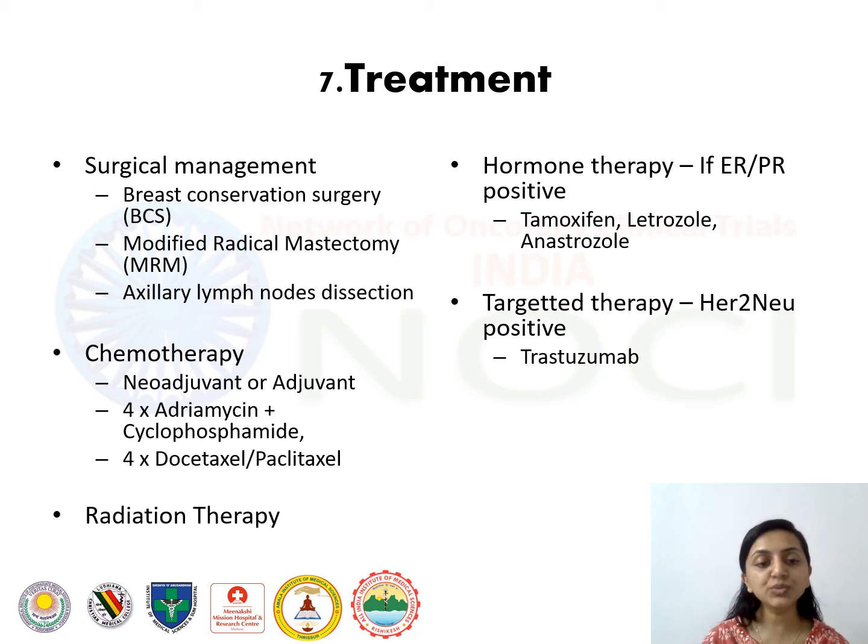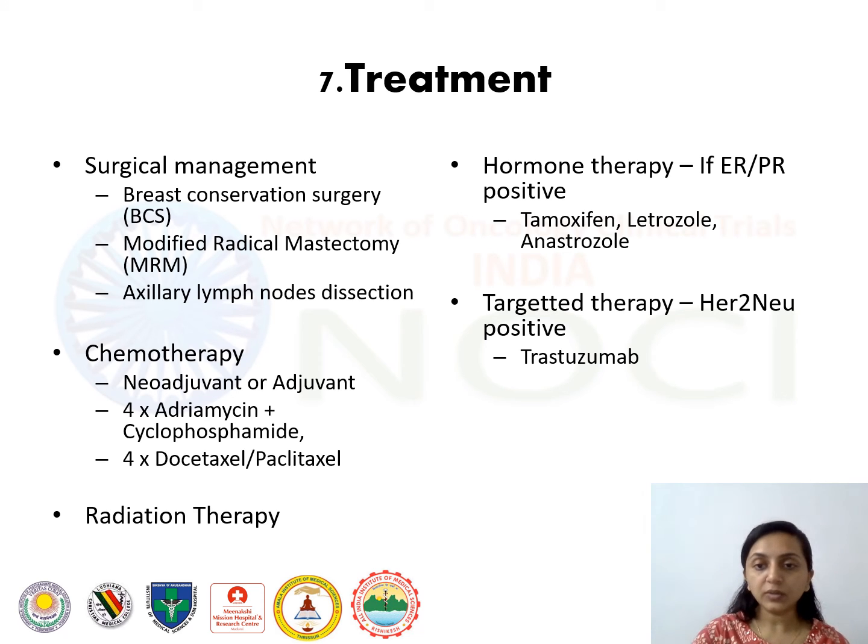Now, the commonly used chemotherapy medicines are adriamycin, cyclophosphamide, and docetaxel or paclitaxel. Usually, we give 4 cycles of adriamycin and cyclophosphamide and 4 cycles of docetaxel. These cycles are repeated every 2 weeks or every 3 weeks. Then we have radiation therapy. This is mainly done to prevent recurrence, that is, to prevent the disease from coming back.